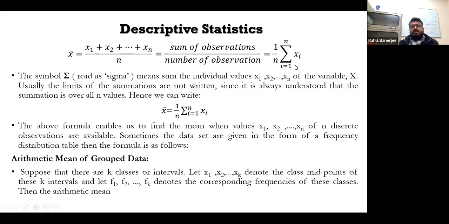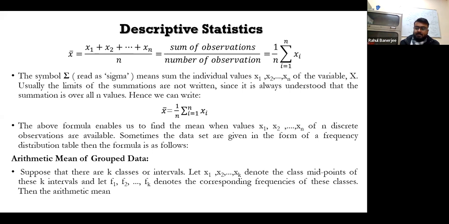But sometimes we have grouped data. The meaning of grouped data is that we also have certain frequencies in it. For example, when we have a larger data set, there are certain values which repeat, or which we obtain many times. In that case, if we use this formula, the calculations will be very large, or huge.